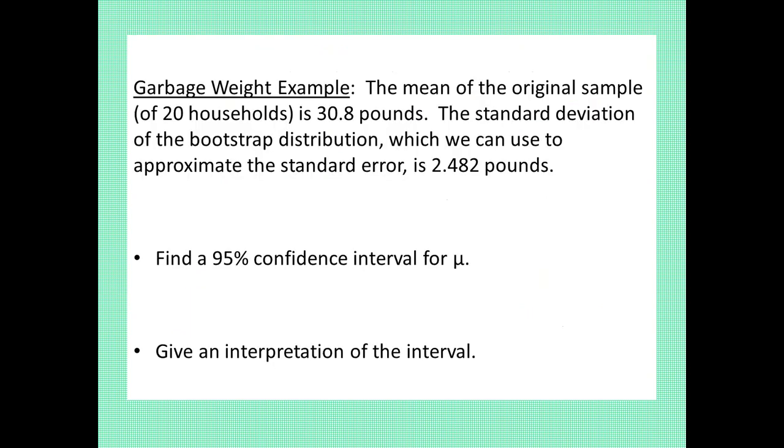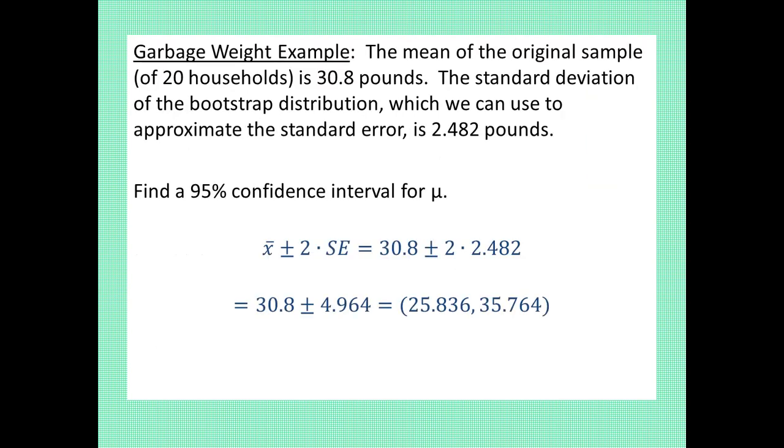Going back to the garbage weight example, we know that the mean of the original sample is 30.8 pounds. Using the screenshot that I have in the notes, the standard deviation of the bootstrap distribution was 2.482 pounds. If we're going to use the standard deviation of the bootstrap distribution as a point estimate for the standard error, we can go ahead and get that interval.